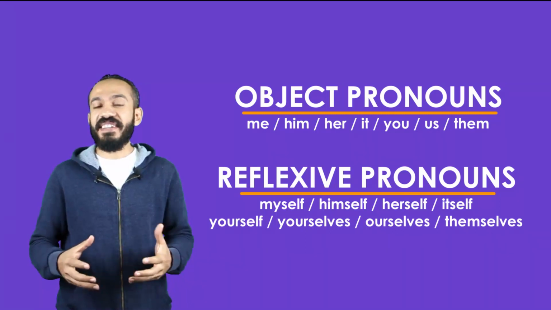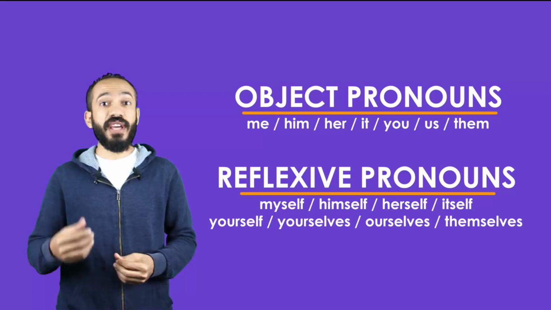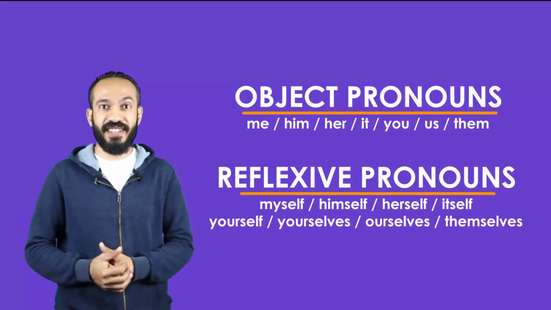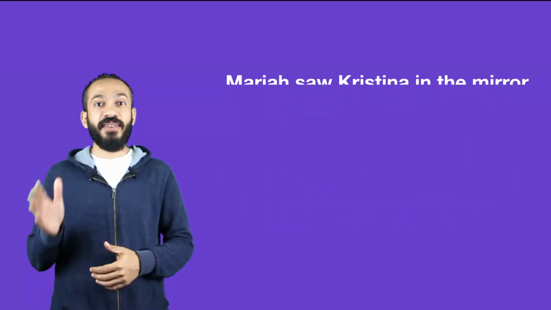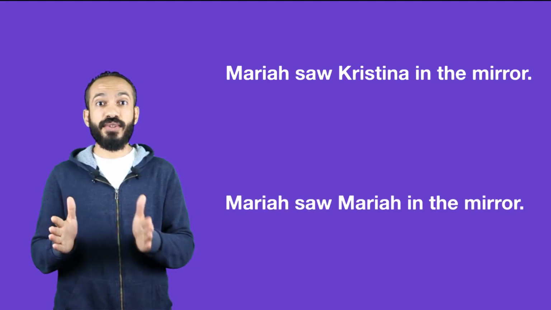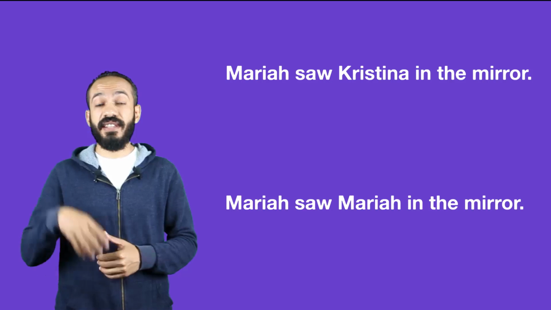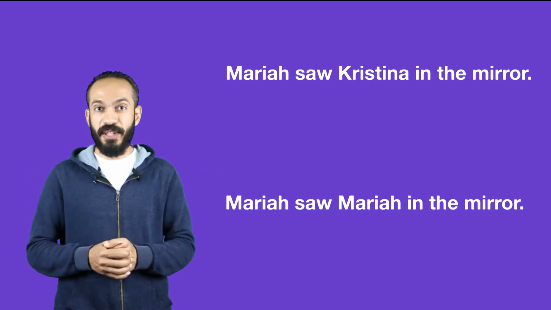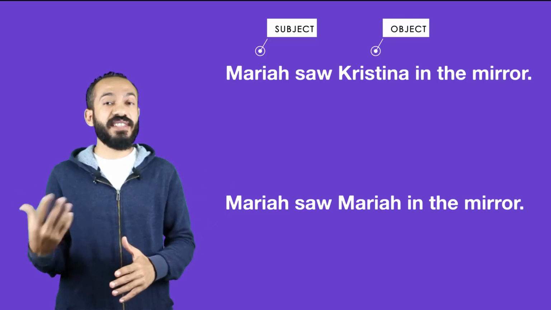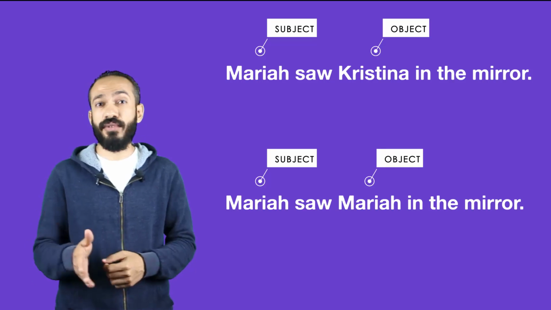So, why wouldn't I simply use an object pronoun to replace the object? Or when do I use an object pronoun or a reflexive pronoun to replace an object in a sentence? Take a look at these two examples. Maria saw Christina in the mirror. Maria saw Maria in the mirror. In the first example, you can see that the subject and the object are different people. Maria, Christina. But in the second one, you can see that the subject and the object are the same person. And it's inconvenient to say that Maria saw Maria.